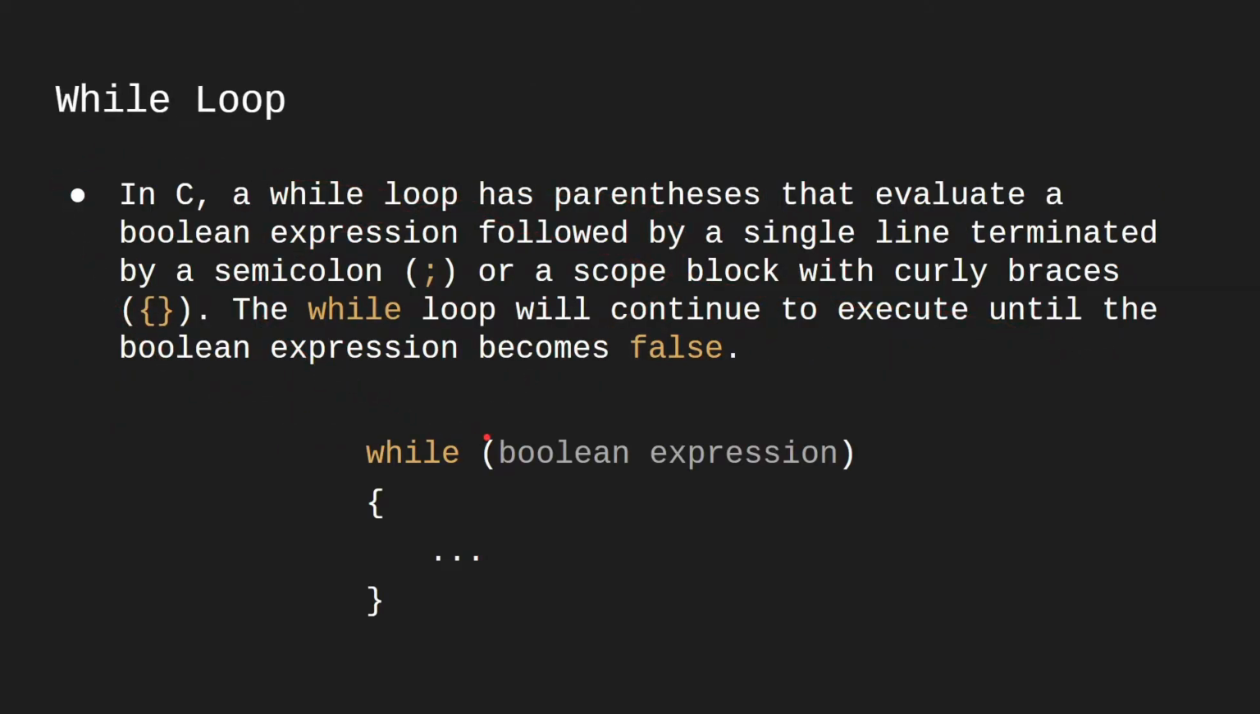So here's an example of the while loop. In C, a while loop has parentheses that contain a Boolean expression. And when that expression evaluates to true, it will continue to evaluate whatever block of code is inside of this scope or the only line after. Keep in mind that once this evaluates to false, it will stop this particular loop.